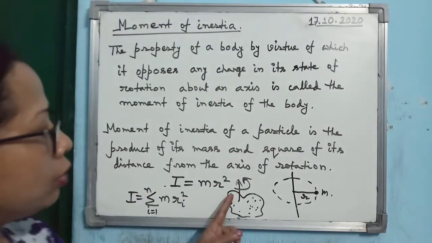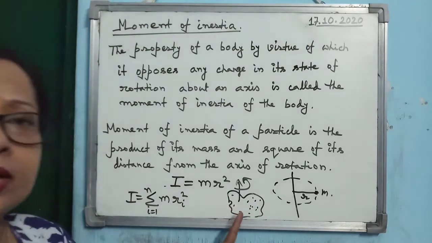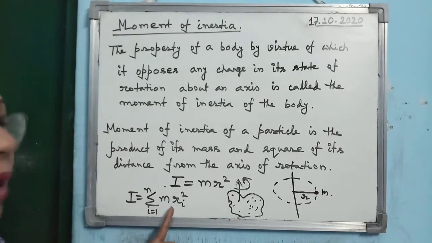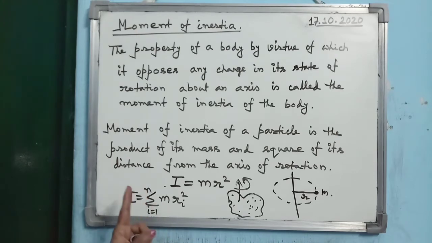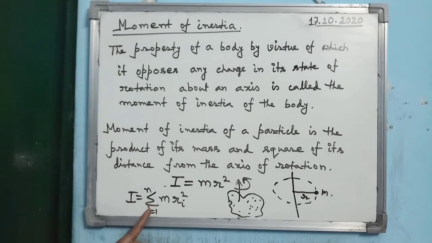So, if you want to add the moment of inertia of all the particles constituting the rigid body, then simply you have to add it. It will be the scalar sum, not a vector sum. So, you can write it as sigma, i equal to 1 to n, m r i square. This is the moment of inertia of a rigid body.